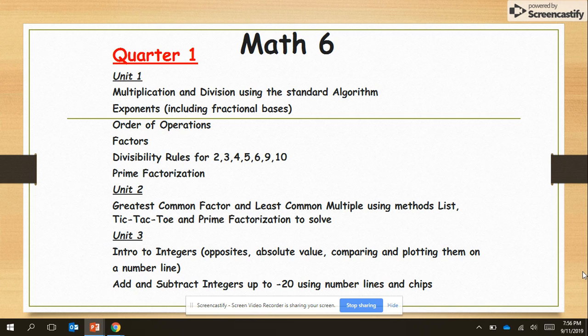In Unit 2, we talk about greatest common factor and least common multiple using the methods list, tic-tac-toe, and prime factorization to solve. And then we introduce integers. We talk about the key vocabulary with integers, opposites, absolute value, comparing and plotting them on a number line. And then we add and subtract integers up to -20 using number lines and chips.